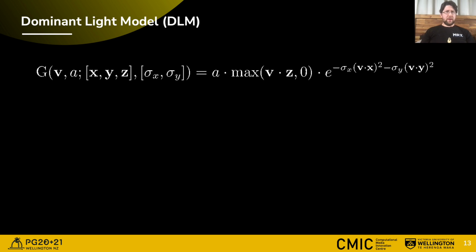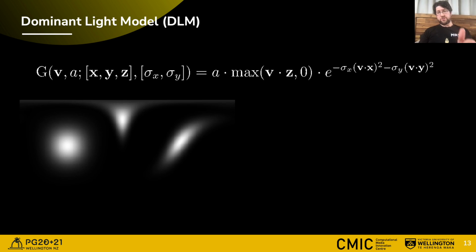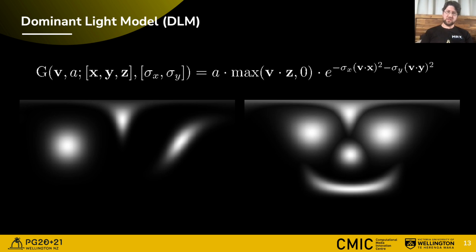We then fit a parametric model to each of those dominant light sources. This is a spherical Gaussian, an anisotropic spherical Gaussian, so you can see we can squeeze the light source and also rotate it. This is quite powerful and can describe a wide range of light sources, including this face that I made.